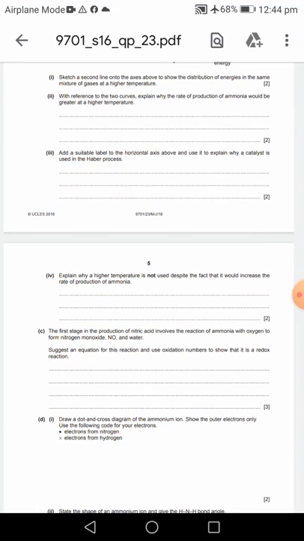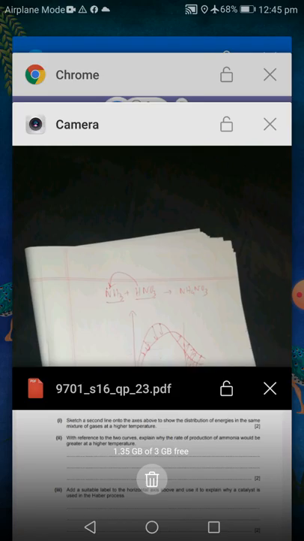Okay, now what was the next question? With reference to your curve, explain why the rate of production of ammonia would be greater at higher temperature. This is a very common question. You have been dealing with this question since class 8 or 9 or O levels. So let's make the answer simple. Just look at the curve, with reference to the curve, since it said.